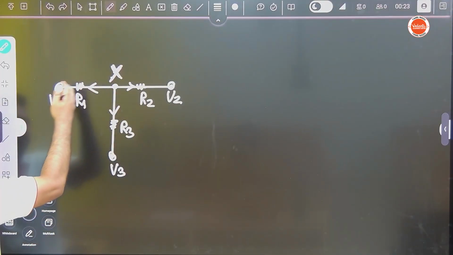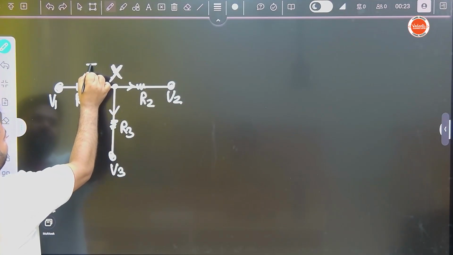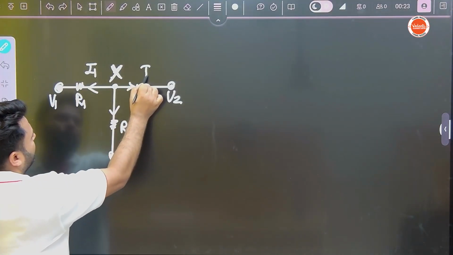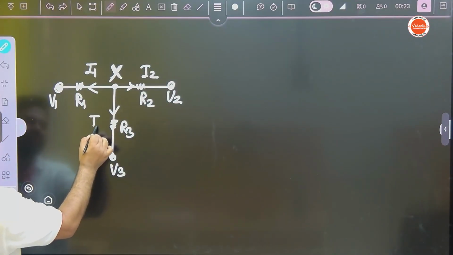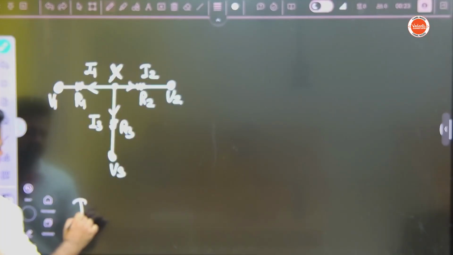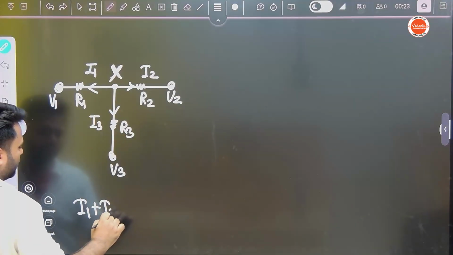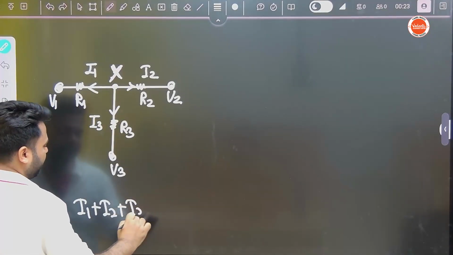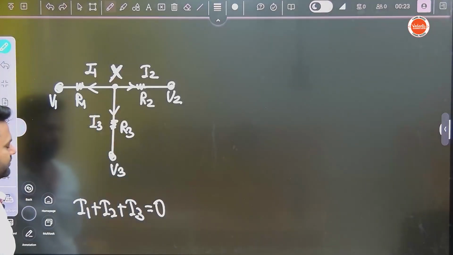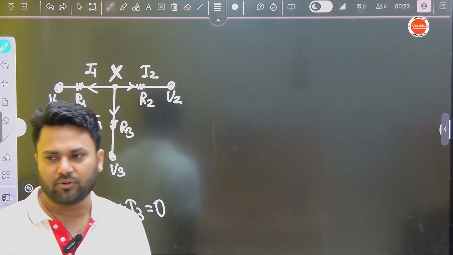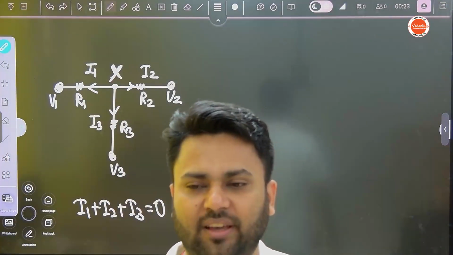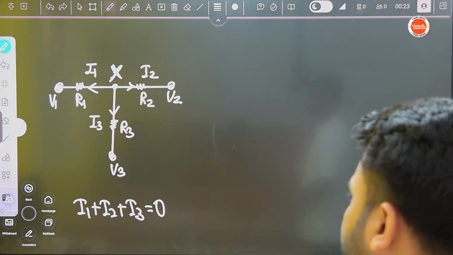The sum of all the currents, suppose this is I1, this is I2, this is I3. The sum of all the currents I1 plus I2 plus I3 has to be 0. Understood? I1 plus I2 plus I3 has to be 0.